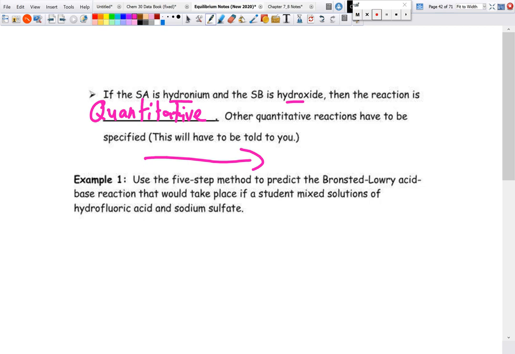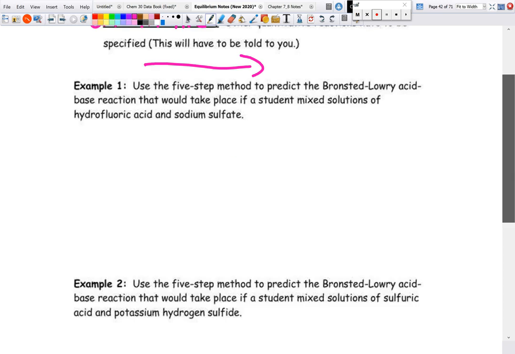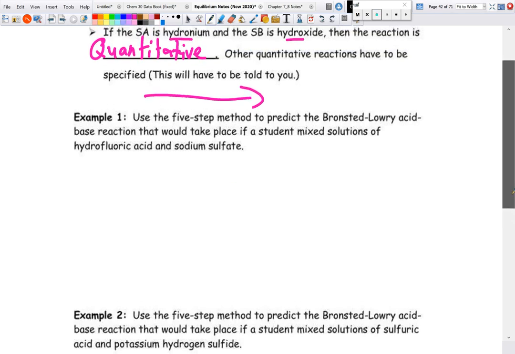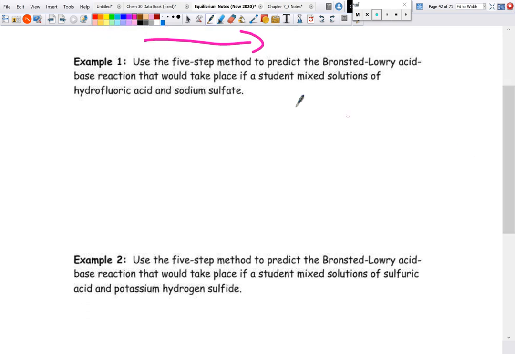So let's look at some of these examples, and that'll be it for this lesson. So, example 1, use the 5-step method to predict the Bronsted-Lowry acid-base reaction that would take place if a student mixed solutions of hydrofluoric acid and sodium sulfate.